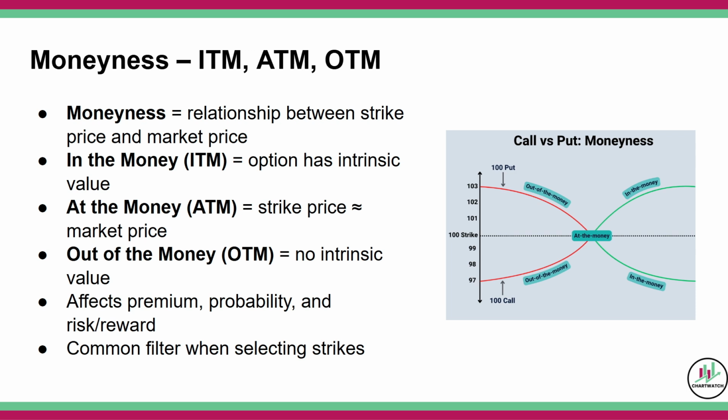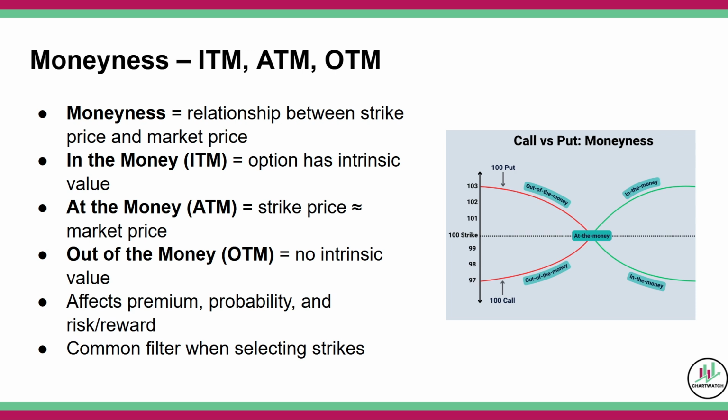Next is at the money, so ATM. Not ATM like an ATM machine, but ATM, at the money. An option is at the money when the strike price is very close to or equal to the current market price. These options are often the most liquid and they're commonly used by day traders and scalpers. They have zero intrinsic value but high extrinsic value because there's an even chance they could go either way before expiration. They're also popular for short-term directional plays because they react really quickly to a movement in the underlying.